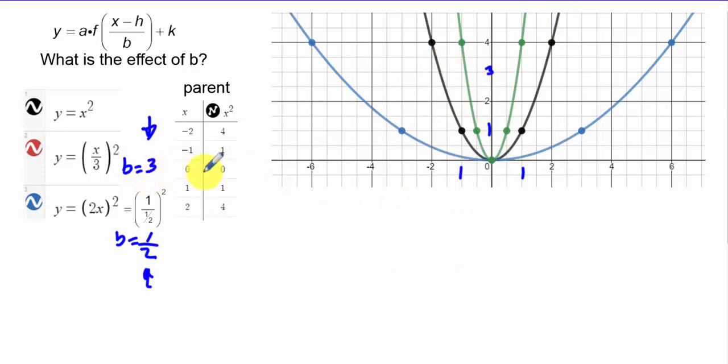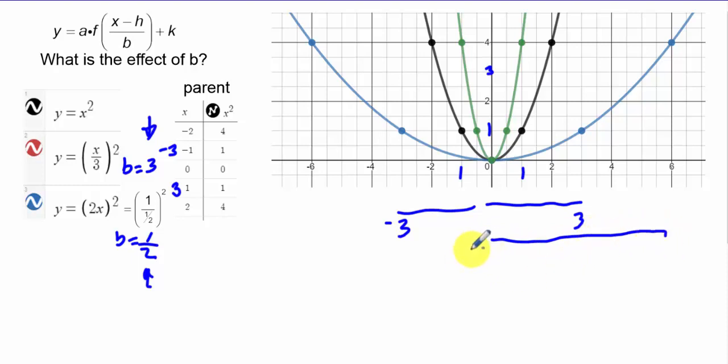Let's take a look at what happens. How do we get up to 1 in the blue graph? We go over 3 and over -3. So you'll notice it's still up 1, but we've gone over 3 and we've gone over -3. And then notice, how do we get up to 4? Normally in the parent function, we go over 2 and up 4. There it is. But in the blue graph, we go all the way over to 6 and all the way over to -6. And you'll notice that if I were to take that x value and multiply by 3, we get 6 and -6.